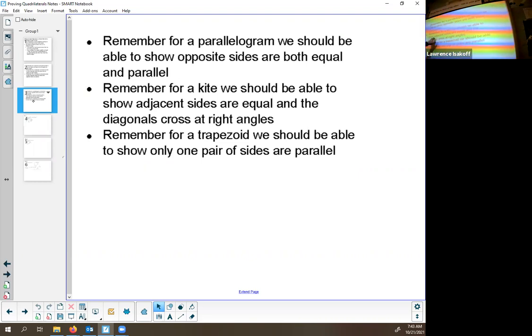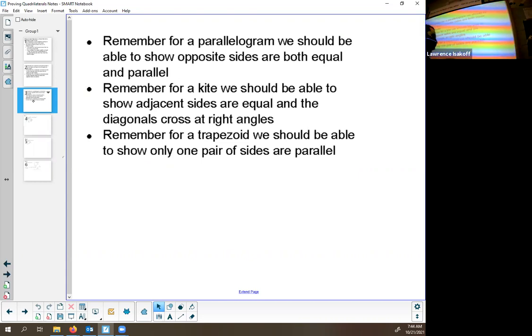Remember, for a kite, we should be able to show that adjacent sides are equal, so that will utilize the distance formula, and that the diagonals cross at right angles. Again, we're looking for about 2 properties of each because there are so many overlapping properties. Like if I just said opposite sides are equal, how do I know that's a rectangle or a parallelogram? That's why we'll use that second property in there to help distinguish them.